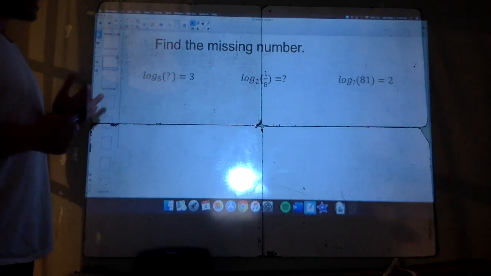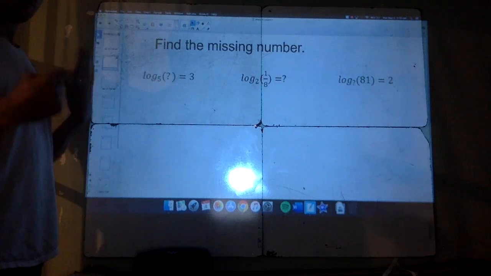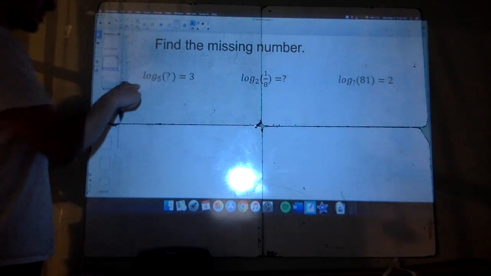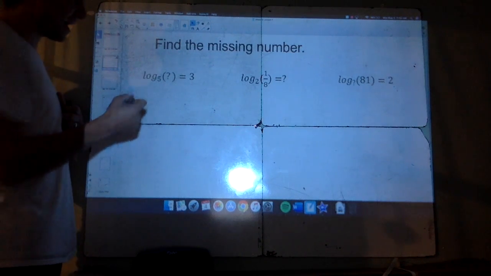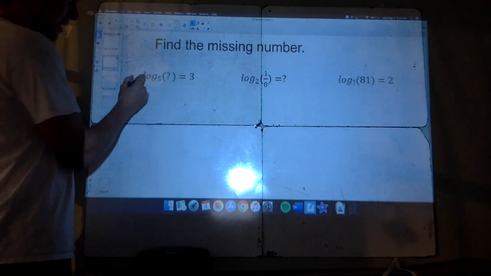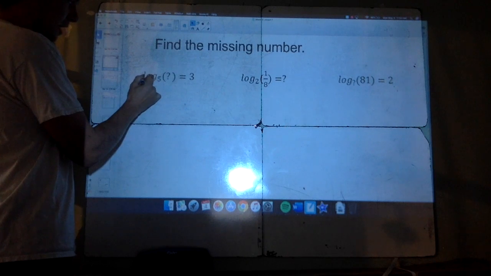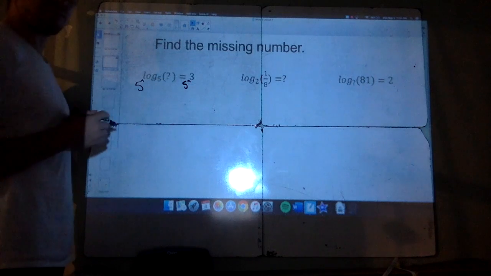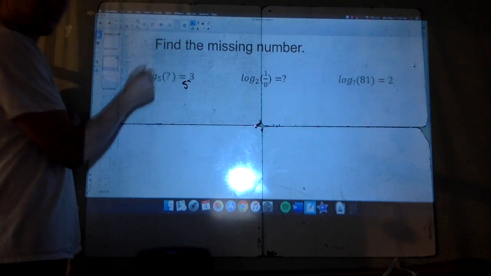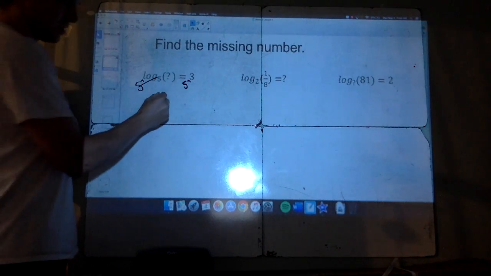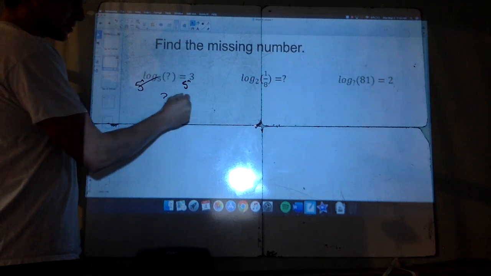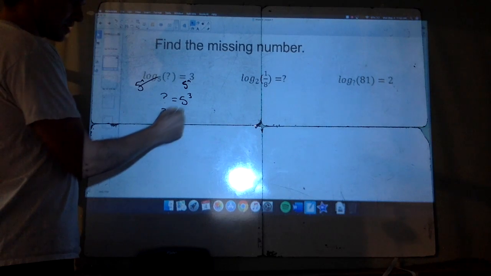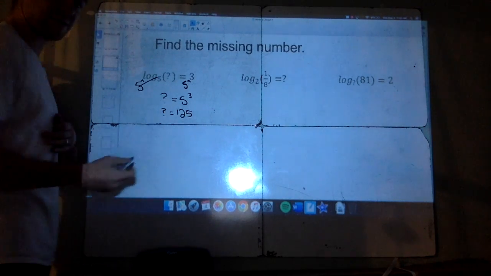So that's how you get both directions on your square root graph. To find our missing number here, it's important to understand what a log is. It's the opposite of an exponent. So to get rid of log base 5 of something equals 3, we do 5 to the power of this. And if you do it to one side, you have to do it to both. So the 5 to the power of and the log get rid of each other. So we have question mark equals 5 to the third power. So question mark is 125.